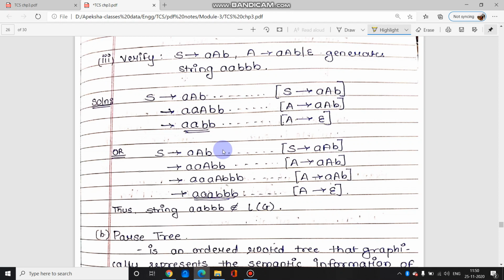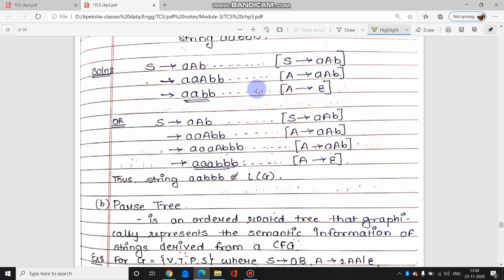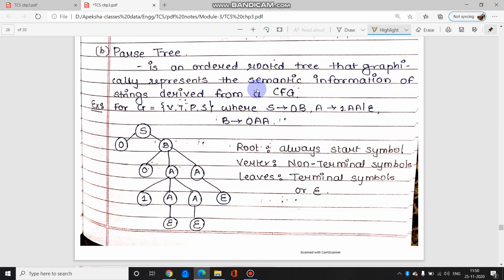So this is how you determine by sentential form derivations whether a given string belongs to a particular grammar or not. So I hope that is clear. There is no doubt in that. The next we study is the parse tree. Any parse tree is nothing but derivation, again same thing but in the form of trees. See, it is an ordered rooted tree that graphically represents the semantic information of strings derived from a CFG. तो जो हम सेंटेंशियल फॉर्म में करते थे वही चीज करना है, जस्ट अभी हमें पार्स ट्री के फैशन में यानी ट्री के डेरिवेशन में करना है.